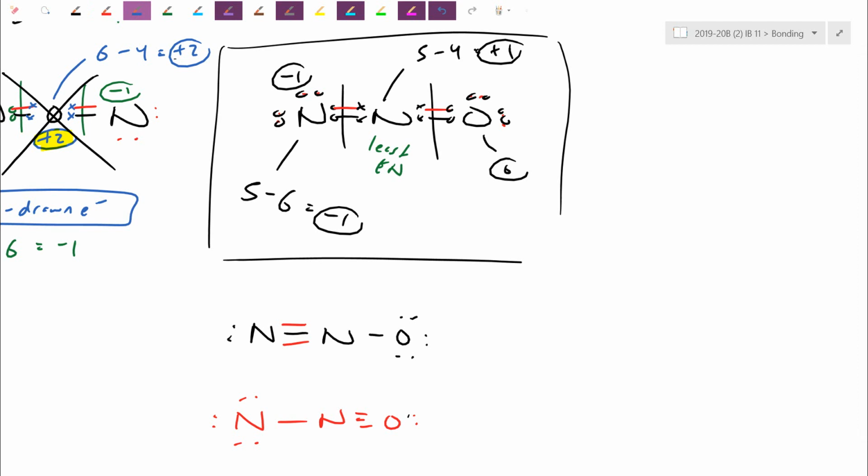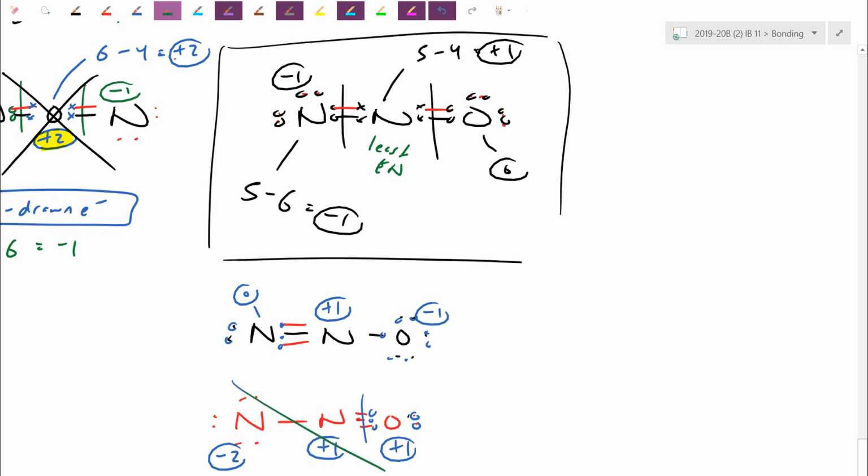So let's just have a look here. This one would be 5 minus 5. So this one here has formal charges of 0. 5 minus 4 is a plus 1. 6 minus 7, right, it's going to be a negative 1. So that one looks good. This one here, 5 minus 7 would be a negative 2. 5 minus 4 is a plus 1. 6 minus 5 is also a plus 1 here. That's why it's super important to have all the dots so that you can count which electrons belong for the formal charges.